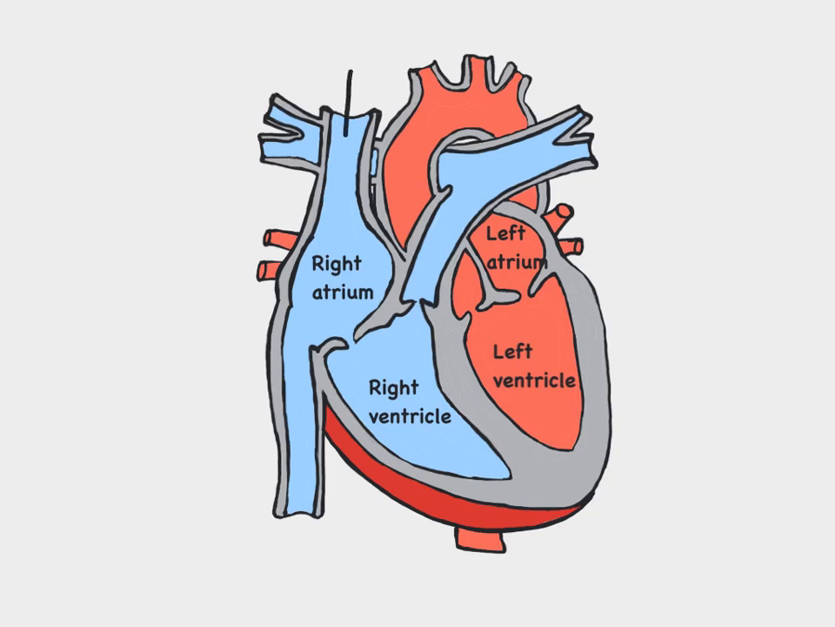The first is up here, referred to as the superior vena cava. The next area that it enters the right atrium through is down here, which is referred to as the inferior vena cava. The third area from which blood enters into the right atrium is referred to as the coronary sinuses.